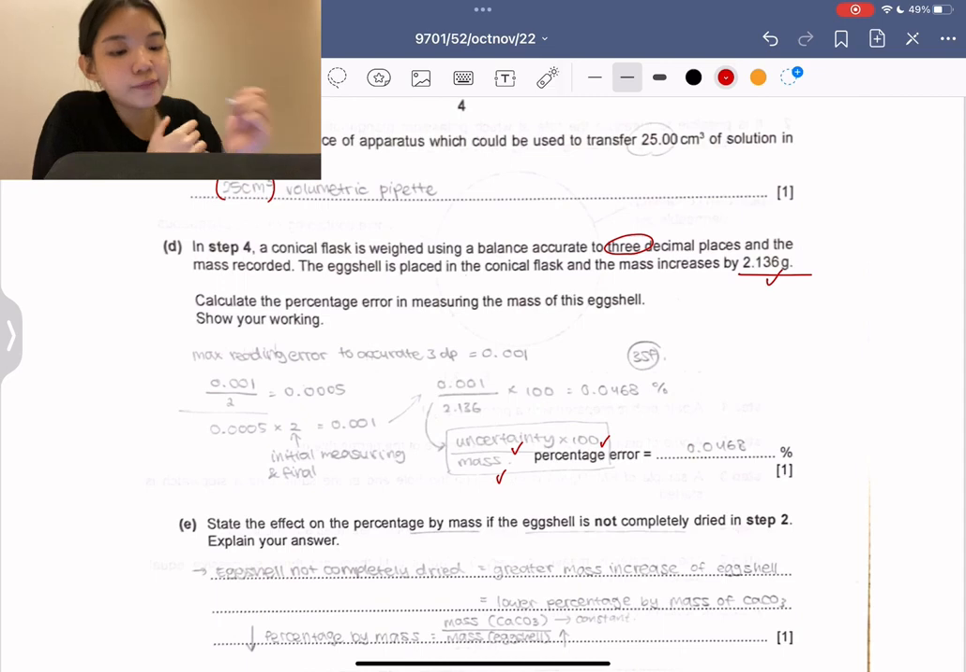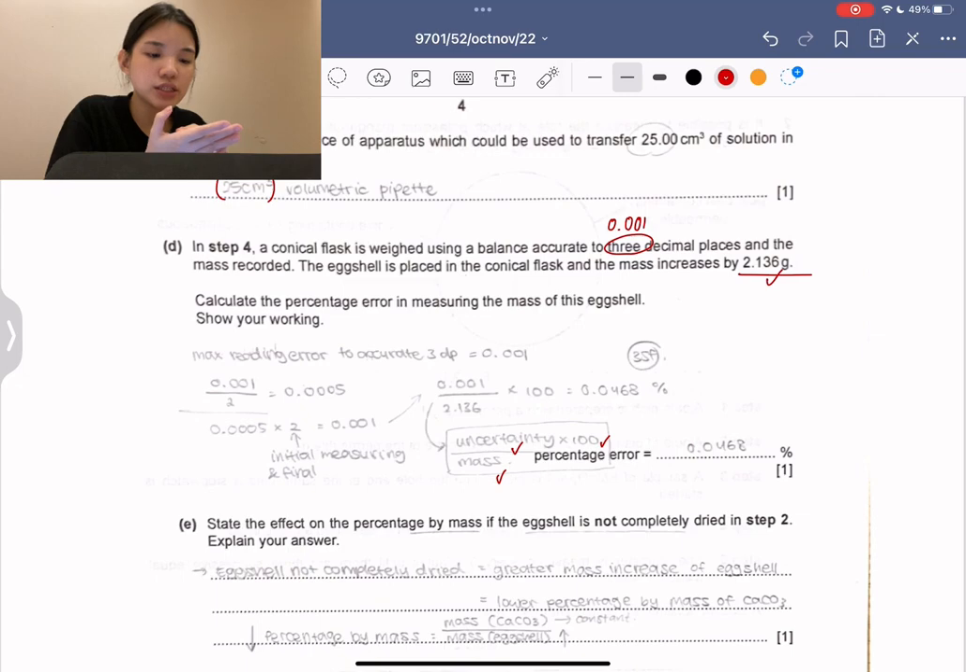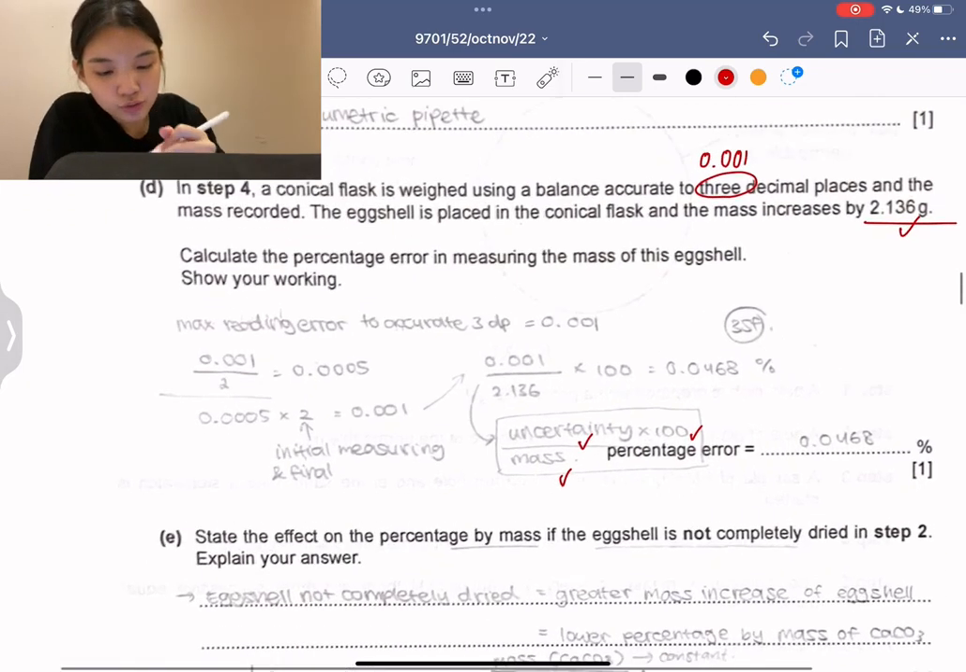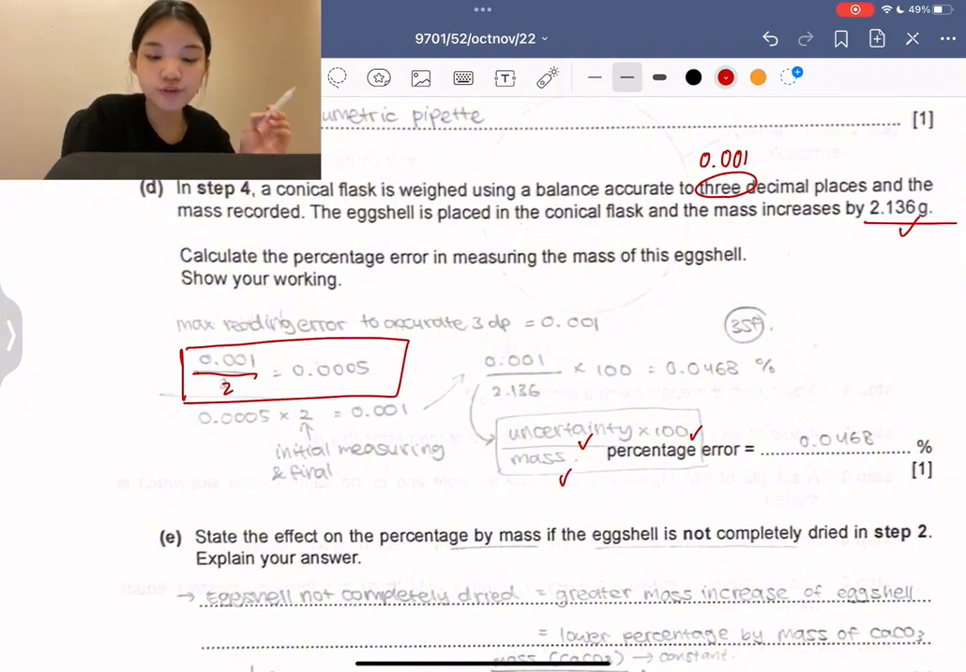Because I'm using a balance accurate to 3 dp, the smallest accuracy is 0.001. Usually for uncertainty, you divide the smallest accuracy by 2. This is the formula for every uncertainty. You divide it by 2. 0.001 divided by 2, you get 0.0005.